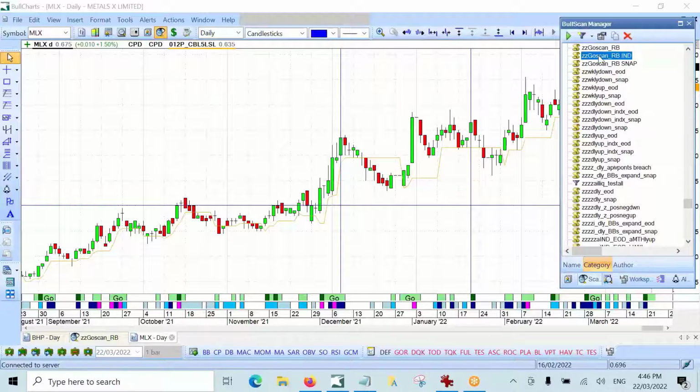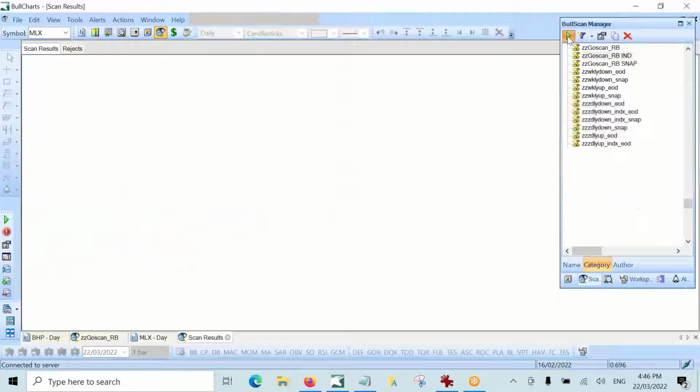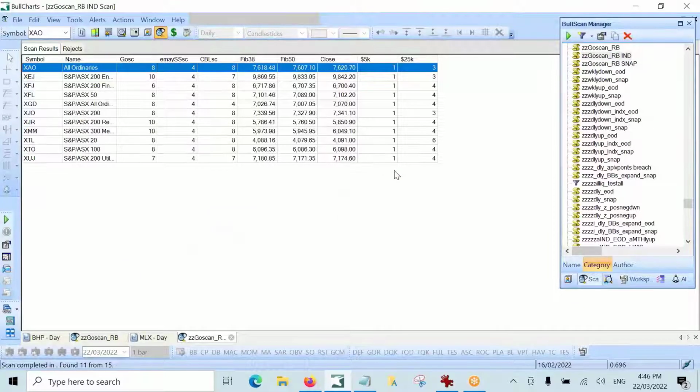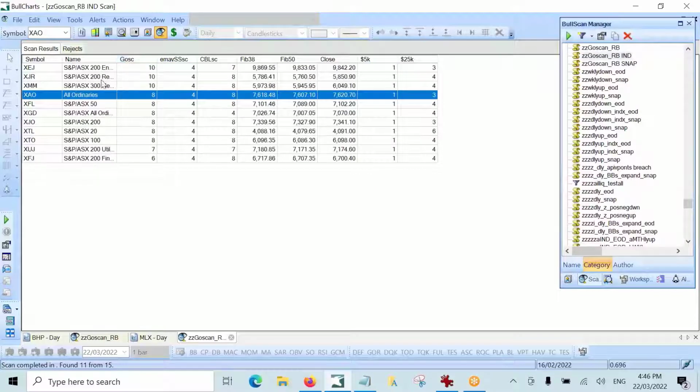Just while I'm there, I'll show you. It will run off the indices as well. And so as you can see, today all the action was round about energy and mining. So that's quite handy. It's just like a mini market map.